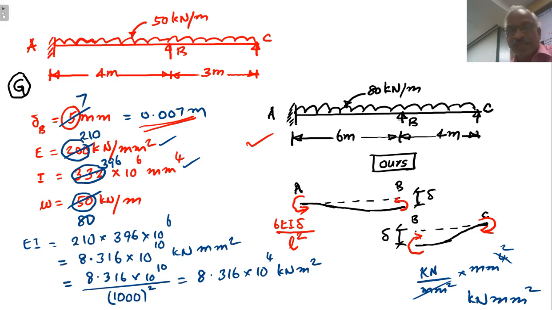Coming to joint B, there are two members. Member BA on the left hand side, member BC on the right hand side. That involves distribution. So you have to distribute the unbalanced moment to members BA and BC. Again, coming to joint C, there is only one member. Therefore, no question of distribution. So only for joint B, we have to tabulate the distribution factors. So that has to be strongly remembered.